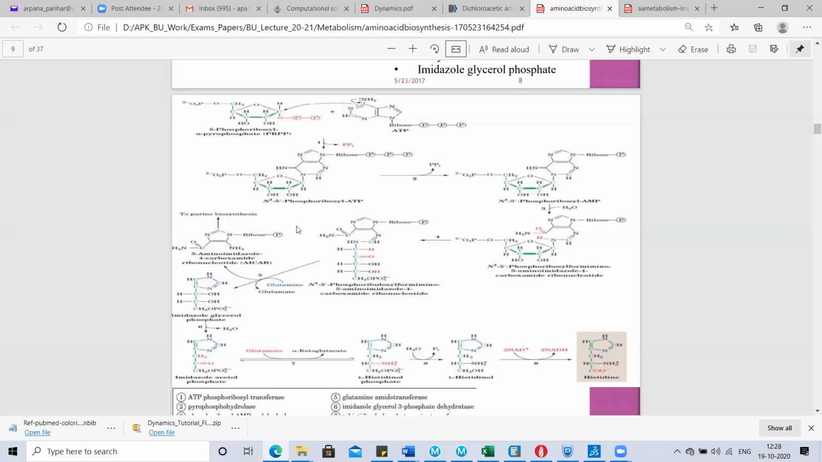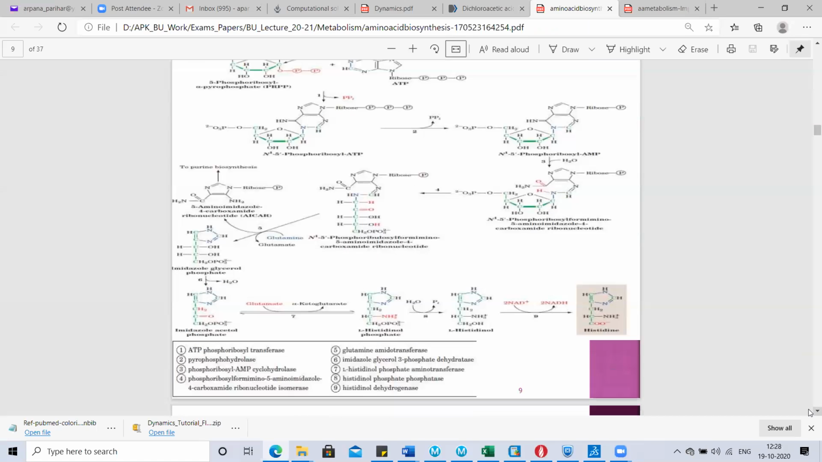N5-phosphoribosyl ATP, adenosine triphosphate. Okay, it gets attached to this group, this carbon, and upon subsequent removal of the pyrophosphate group forms 5-phosphoribosyl AMP. And this 5-phosphoribosyl AMP, we will also see this pathway in our nucleotide biosynthetic unit, and the same pathway we will learn there from scratch. So don't worry about how complicated this is. It is very simple.